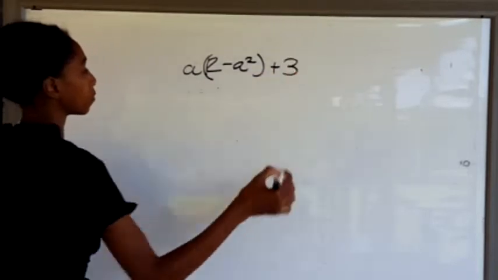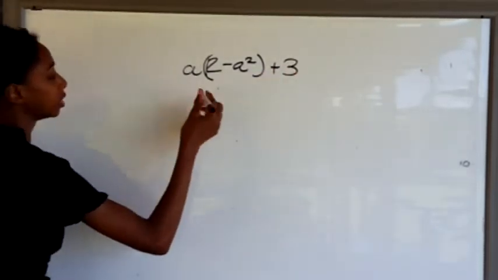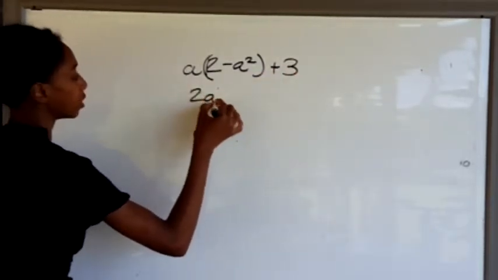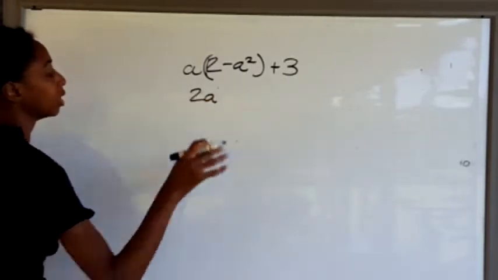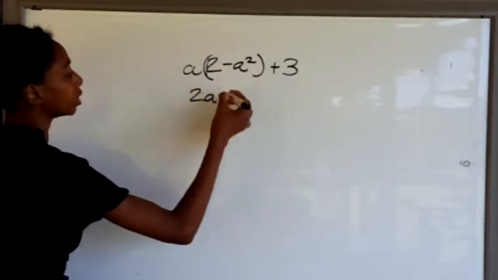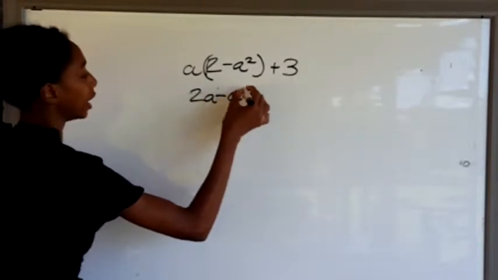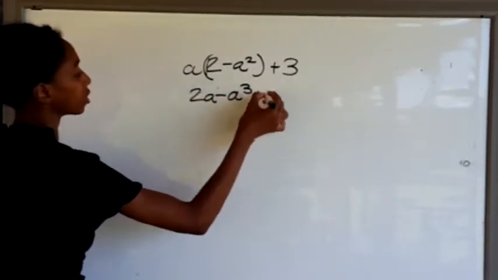Alright, so we have A times 2, which is 2A. Then A times negative A squared, which is going to be negative A cubed, and then our positive 3.